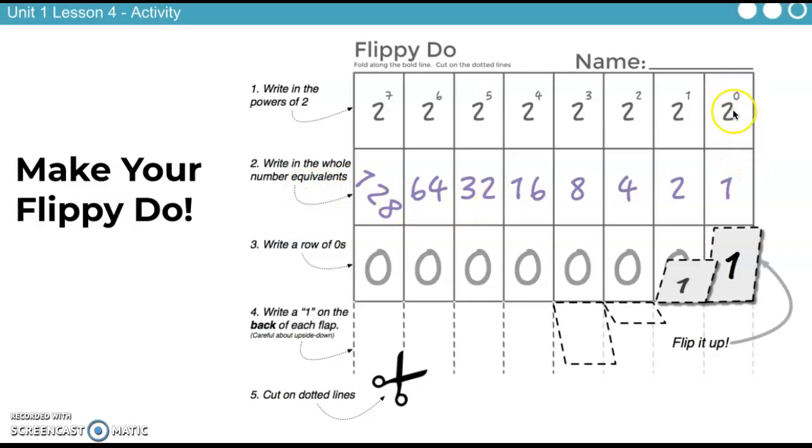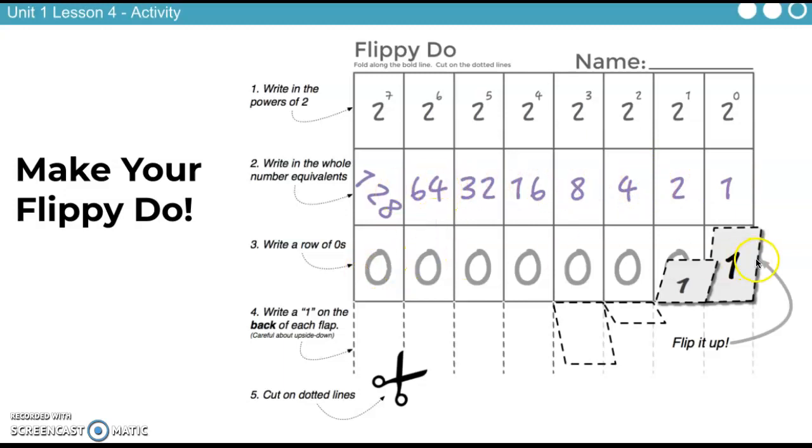2 to the 0 power, anything to the 0 power is 1. I know it looks like a 7, but it's a 1. 2 to the first power is 2. 2 to the second power, 4. 2 to the third power, 8. 2 to the fourth power, 16. That's not a 76. 2 to the fifth power, 32. 2 to the sixth power, 64. 2 to the seventh power, 128. And they just double. Okay, 1, 2, 4, 8, 16, 32, 64, 128.